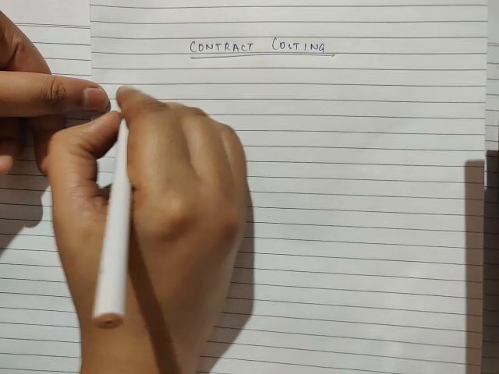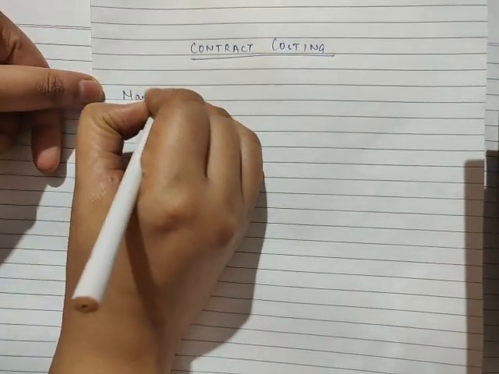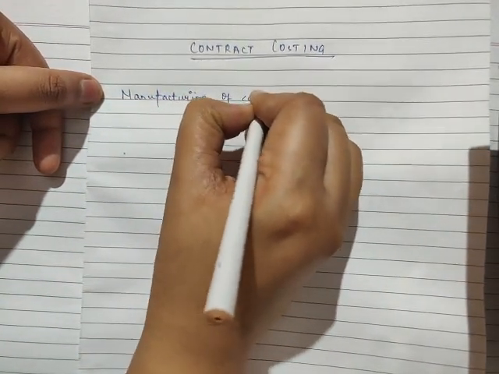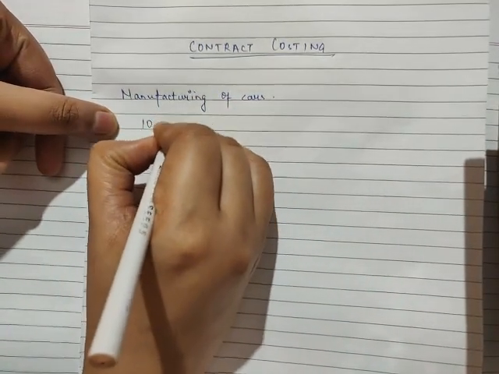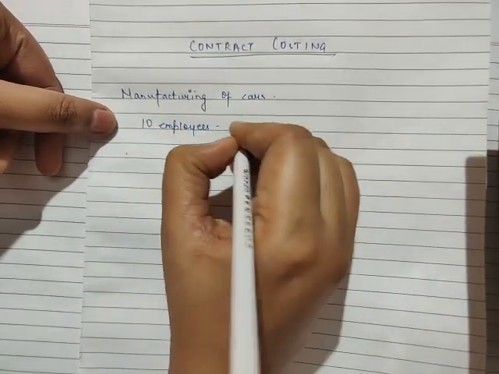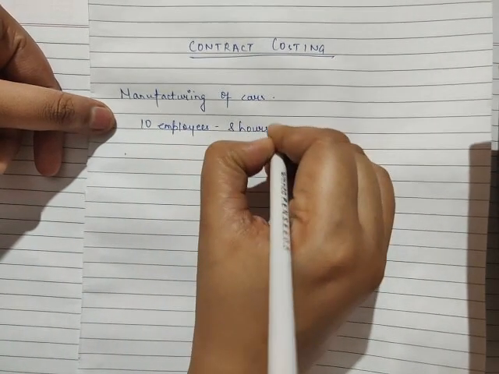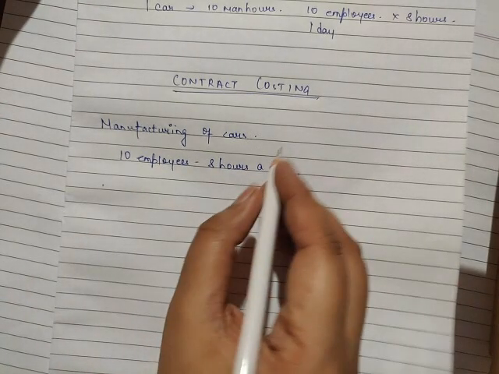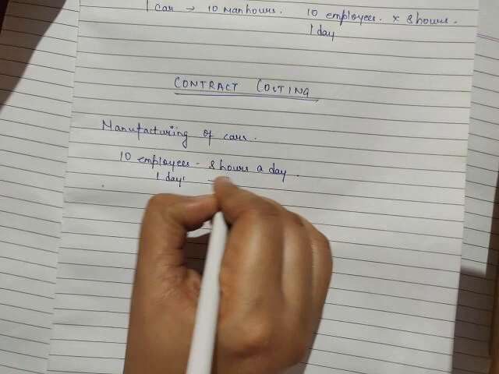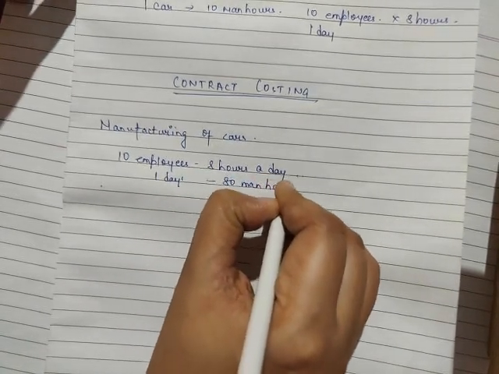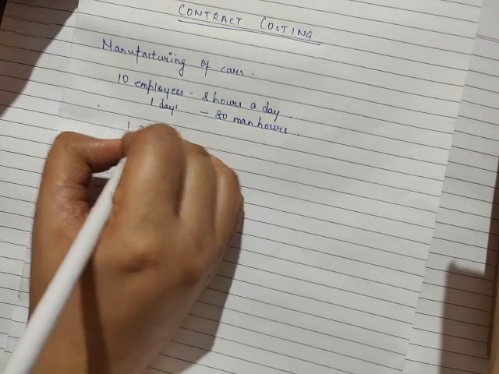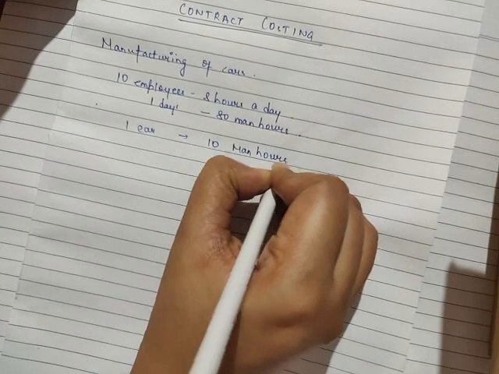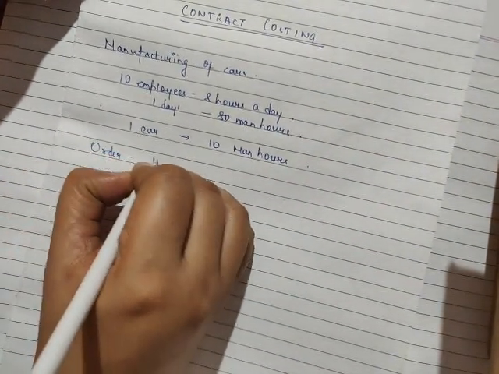Suppose there is a company which is involved in the manufacturing of cars. Suppose there are 10 employees who work 8 hours a day. So in one day we have 80 man hours. Suppose one car requires 10 man hours to finish. So you get an order to supply 100 cars.